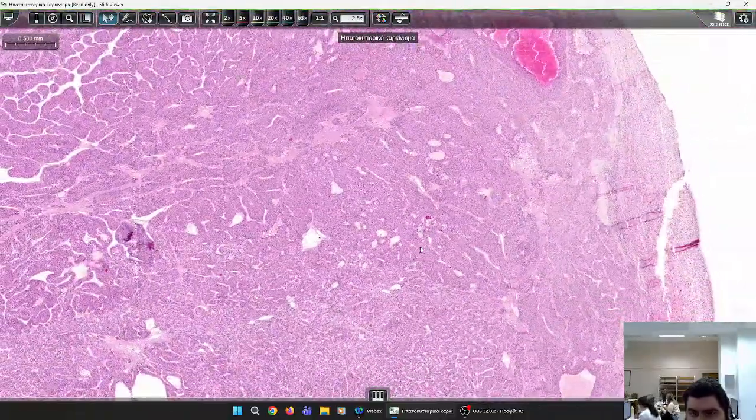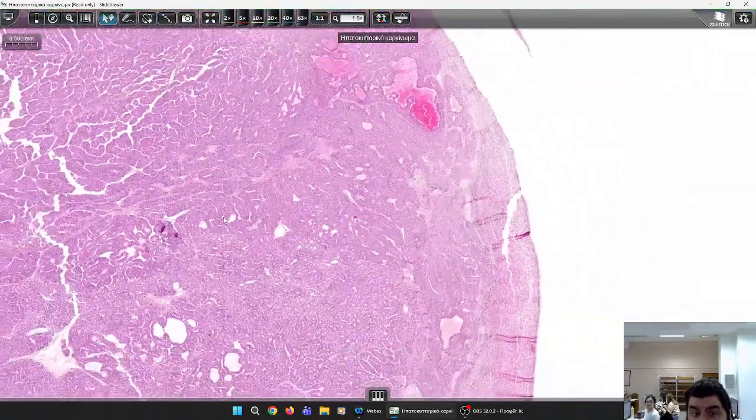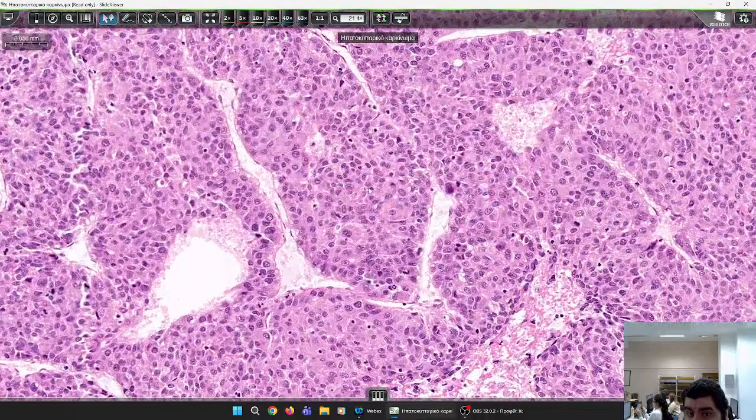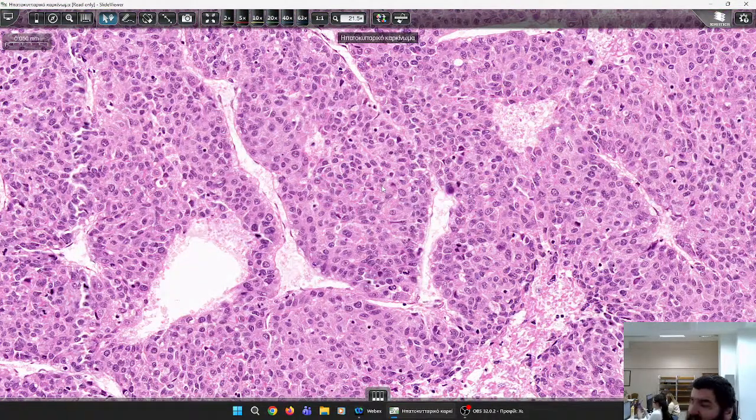And let's say a thing or two about the grading. As far as the architectural pattern is concerned, you can see that these trabeculae are very thick in the number of cells that make them up. You can see that it is like 15 cells thick. This is not normal. In normal liver, the most is 2 cells thick. In regeneration, you can accept 3 cells, but when you have 15 cells thickness, this is cancer, and more specifically, this is a macrotrabecular carcinoma.